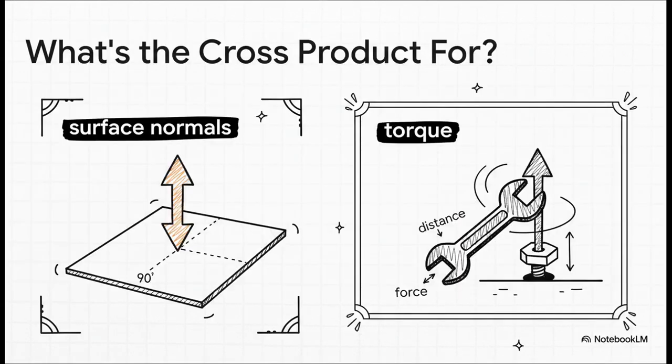This is absolutely essential in 3D graphics for finding what's called the normal vector, basically the direction a surface is facing, which tells a game engine how light should bounce off it. And in physics, it's the foundation for literally anything that rotates, letting us calculate things like torque, the twisting force you use on a wrench.